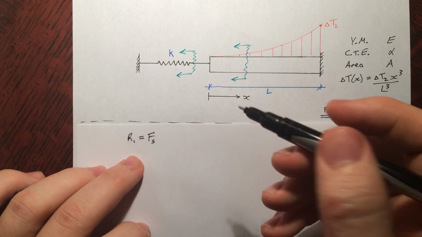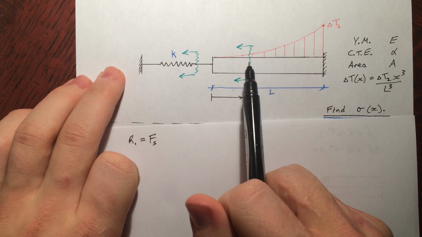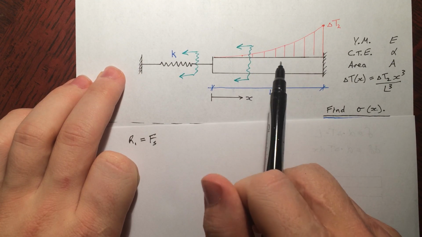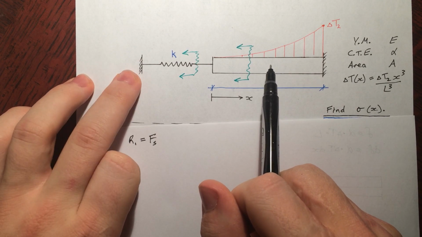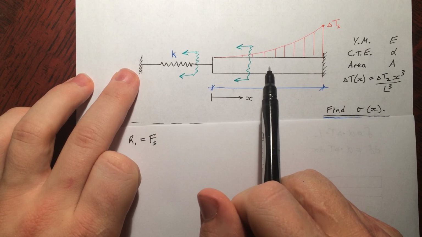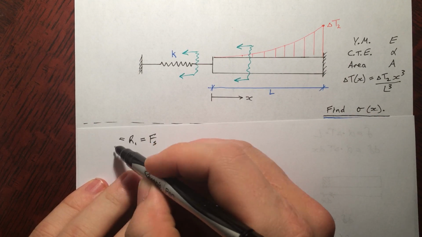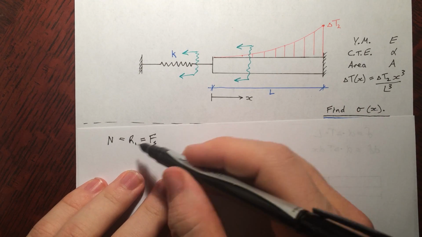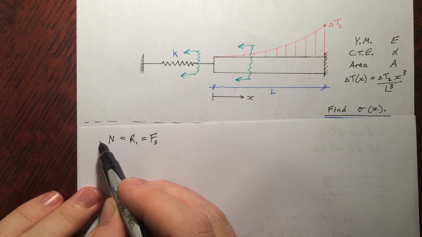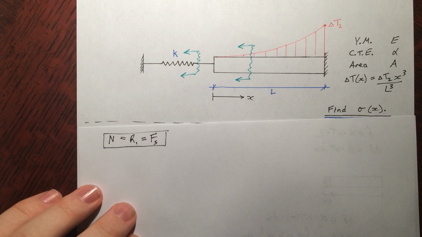Right? Now let's look at this piece here. We have a reaction pulling away again. We have the internal normal force in here. The internal force in here is equal to this, so the only two forces. All right, so the normal force is equal to R1, which is equal to Fs. These all three are the same, so the force throughout this thing is the same.